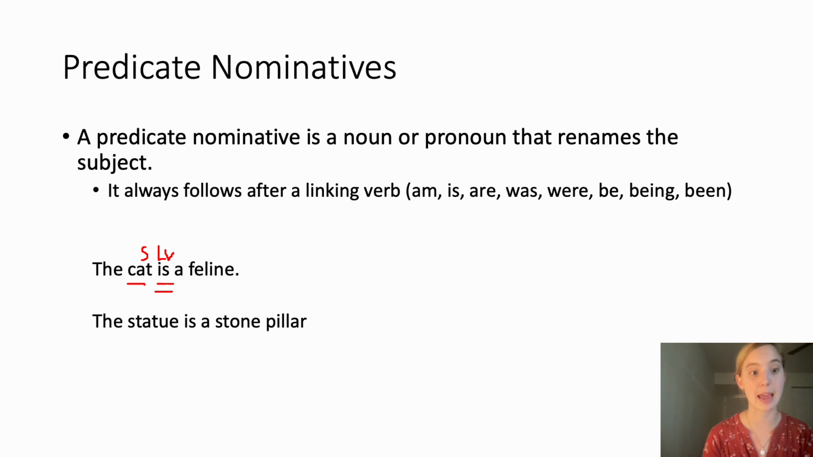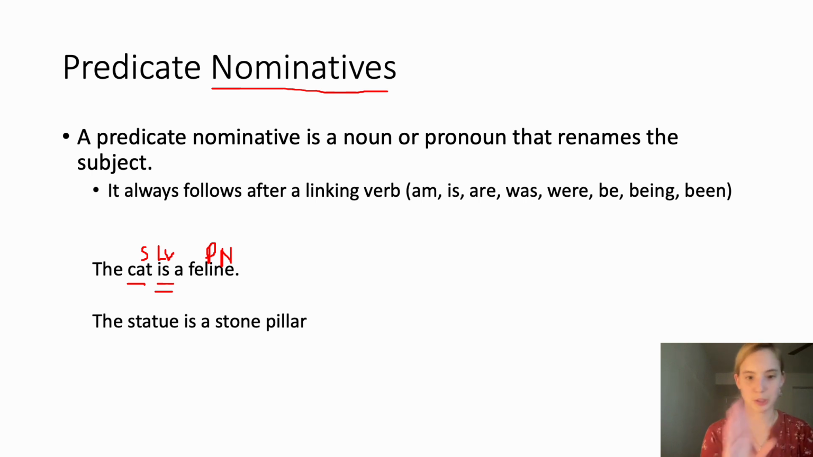Feline, in fact, renames the subject. Is the cat a feline? Is the feline a cat? Correct. Yes, it is. So we write P N, predicate nominative. It renames the subject. A way to remember that is nominative comes from the Latin word nomen, which means name. So it's a predicate nominative. It renames the subject.